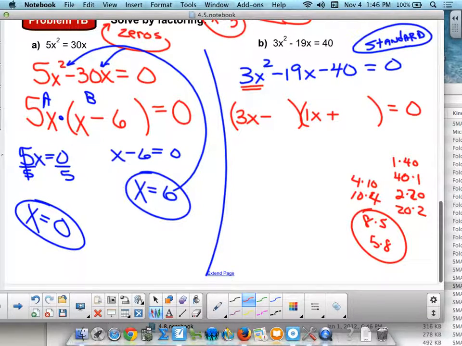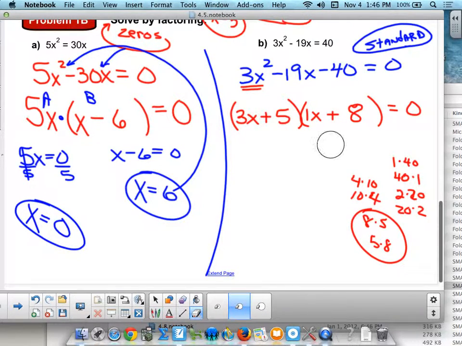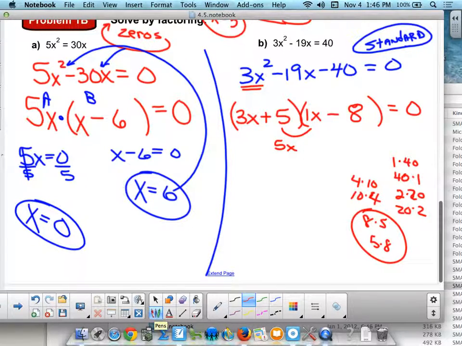I recommend start there. You say it's 8 and 5, so should I put an 8? 3x plus 5. 5 here? No. Oh, the signs are wrong? Okay, signs are wrong. 3x plus 5, and then minus 8. Yeah. So let's see if this is right. Ready? Inner, inner. Outer, outer. Negative 24. Adds up to? Negative 19. Got it. Okay.